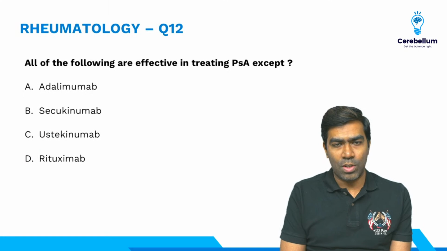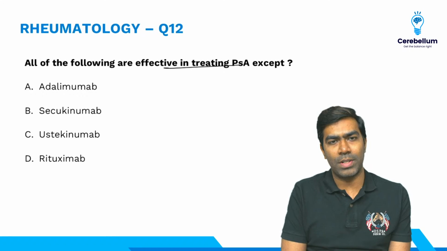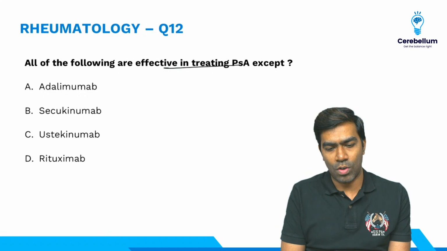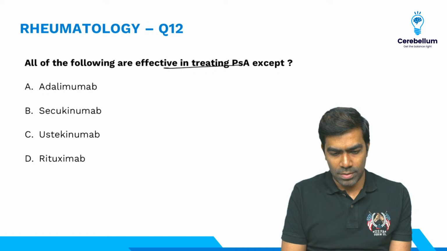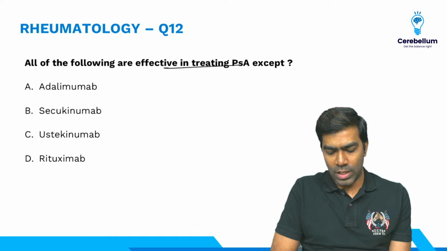Coming to question number 12, it's actually quite an easy question if you understand the concepts properly. All of the following are effective in treating psoriatic arthritis except: Option A, adalimumab. Option B, secukinumab. Option C, ustekinumab. And option D, rituximab. Which of the following is not going to be effective in treating psoriatic arthritis? I'm going to give 10 seconds for you guys. Okay, the right answer for this question is option D, rituximab.